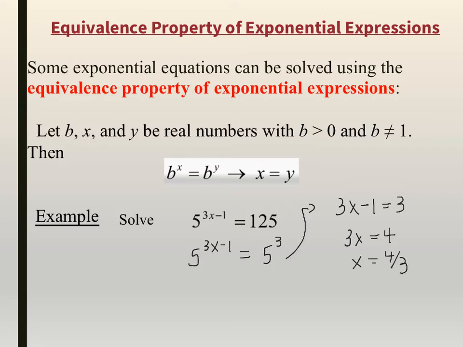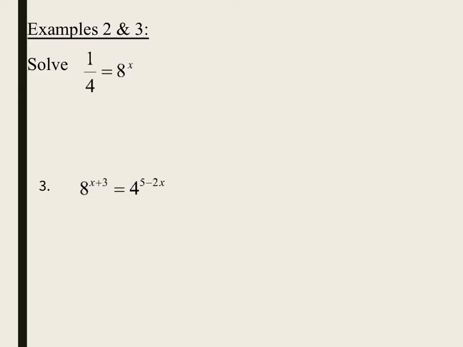So in this particular case, x is equal to 4/3, and when we put that into the equation, we have 5 to the 3 times 4/3. The 3's cancel, and we're left with 4 minus 1, which is 3. 5 raised to the third power is equal to 125. So again, we're going to solve these equations.